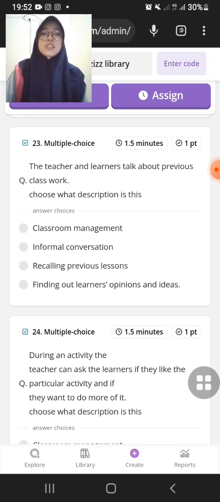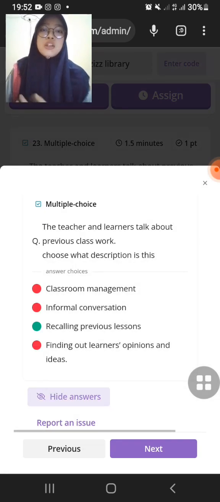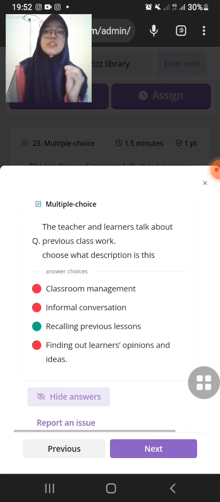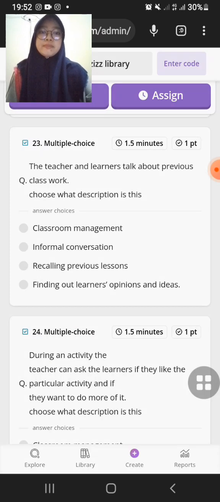Question number 23. The teacher and learners talk about previous classwork. Choose what description this is. The answer is recalling previous lessons, because this statement describes recalling previous lessons, and there are sentences that talk about previous classwork.